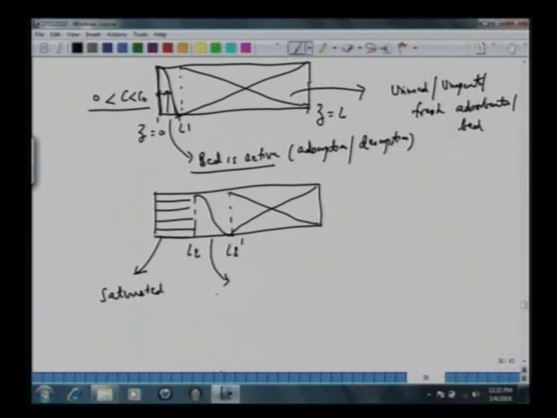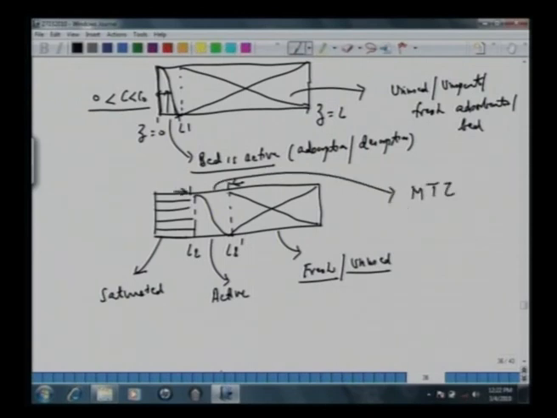This is the region where the bed is active, and this is the region where the bed is fresh or unused. Alright. So this is what we call here MTZ, mass transfer zone. So what is mass transfer zone?